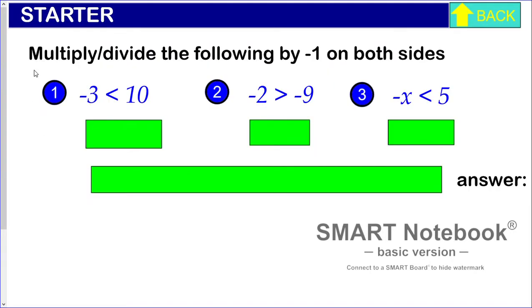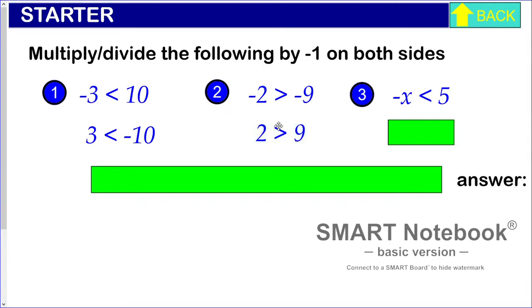What I'd like you to do now is multiply or divide the following by -1 on both sides of the equation, or the inequality. Let's look at the first one. We've got -3 times -1 and 10 times -1. Here's the result. 3 is less than -10. For number 2, let's multiply both of these by -1 and see what happens. We've got 2 and 9. 2 is greater than 9.